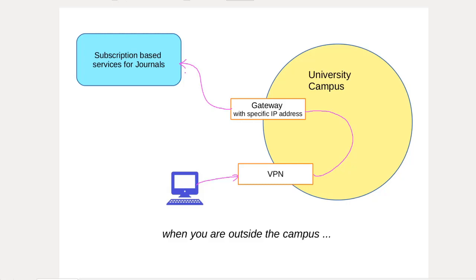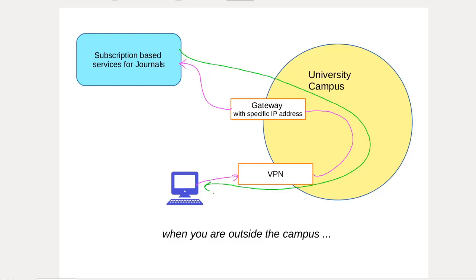So the subscription service provider is looking at you as if you are coming from the campus, and then you will be able to receive the document. It would actually be routed through the campus, through the VPN, onto your computer.